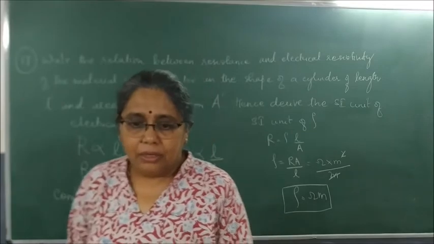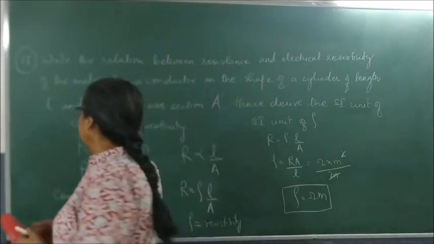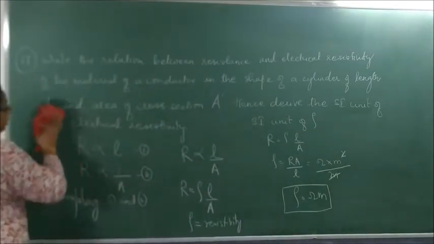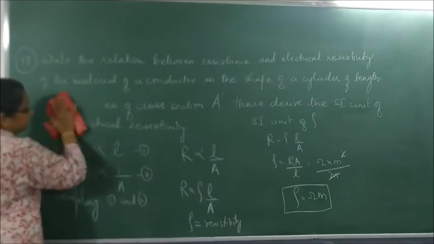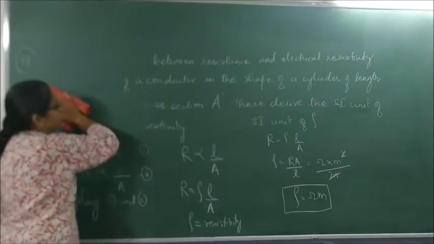Done? Shall we go to the next one? Now, the second part of the same question. These are all 5 markers. So the second part of the same question is a problem.